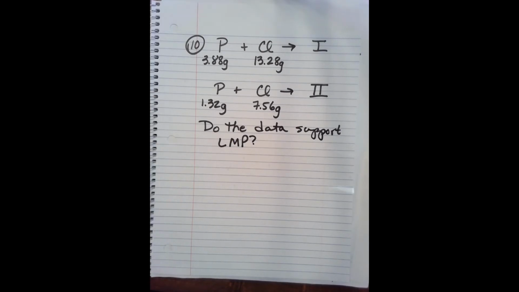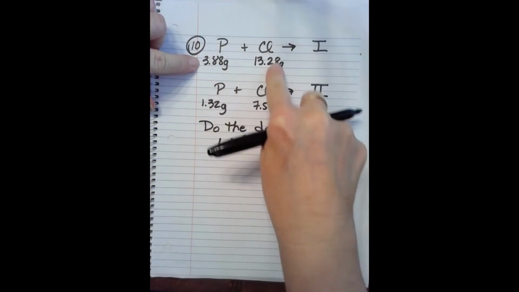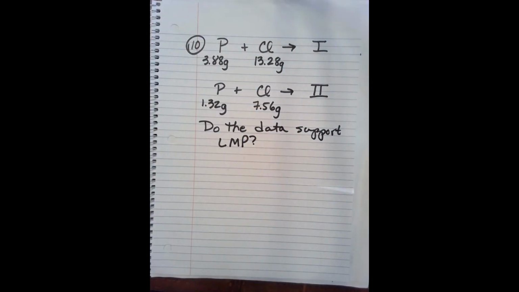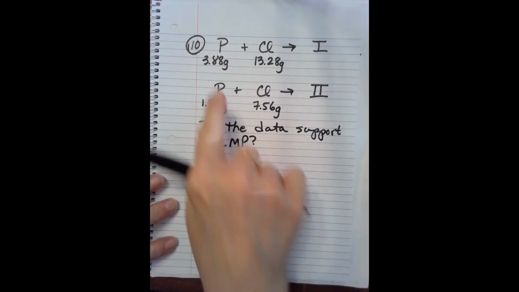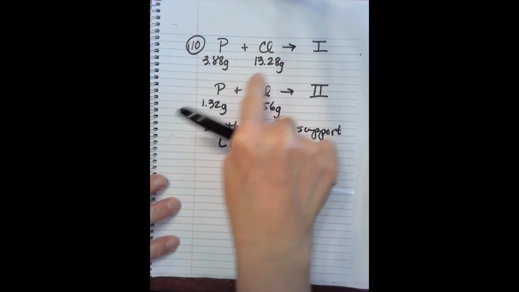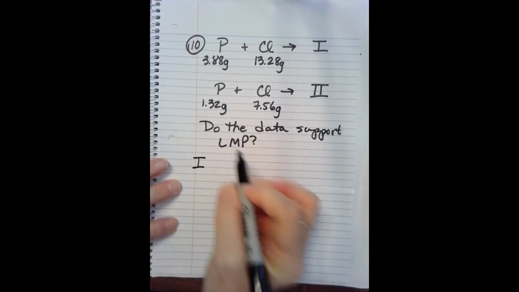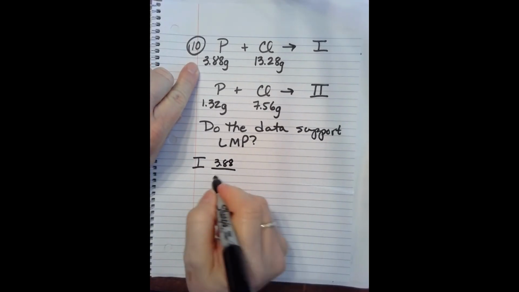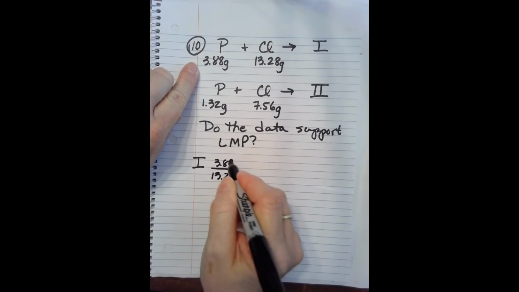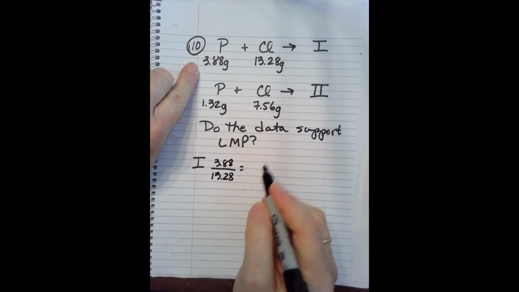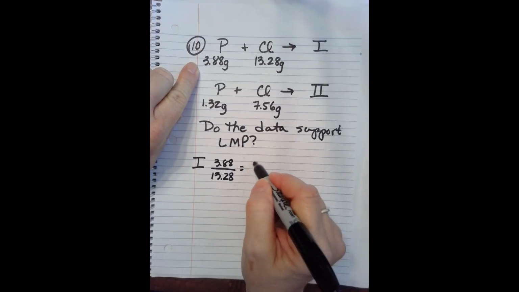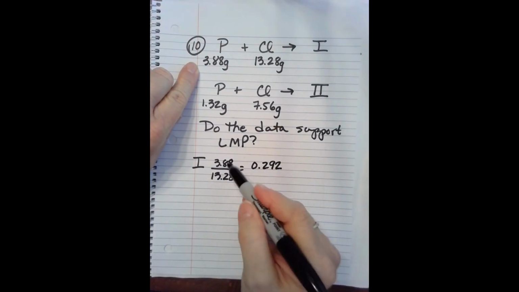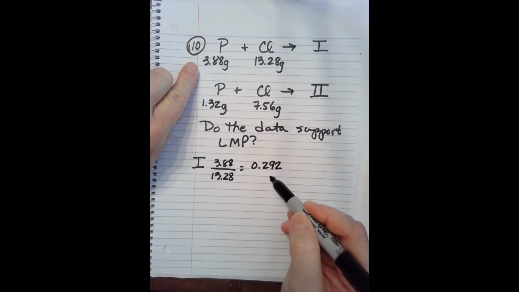So now, here's how we do that. Look, none of these numbers are the same, so we have to do a little bit more work here. We have to find how these numbers compare. So for compound 1, 3.88 and 13.28. What is the ratio? How are these comparing? Grab your calculator, and that number is 0.292, right? That's how those numbers are comparing.